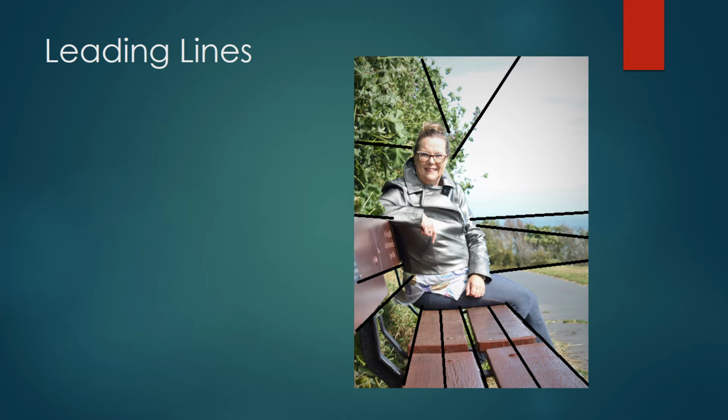So here what I've tried to do is show you where those lines are on the photograph. They're the obvious ones along the planks of wood of the bench, but there's also a line between the grass and the path. There's also a line from the path pointing towards the subject, and another line through the bush pointing towards the subject, so your eye is being drawn towards the focus of the photograph.